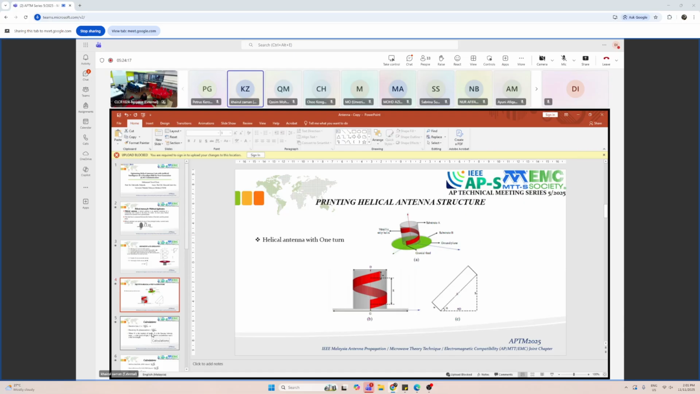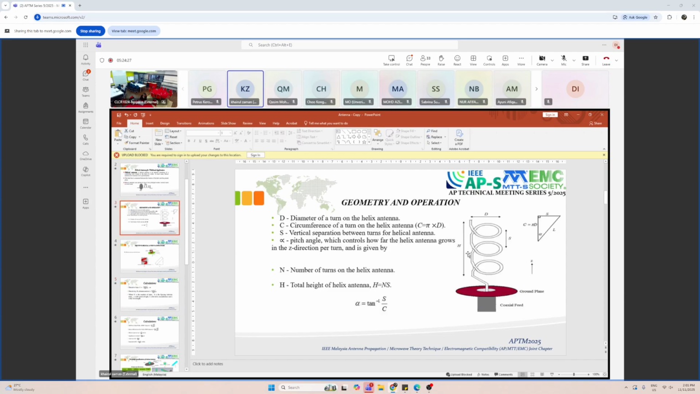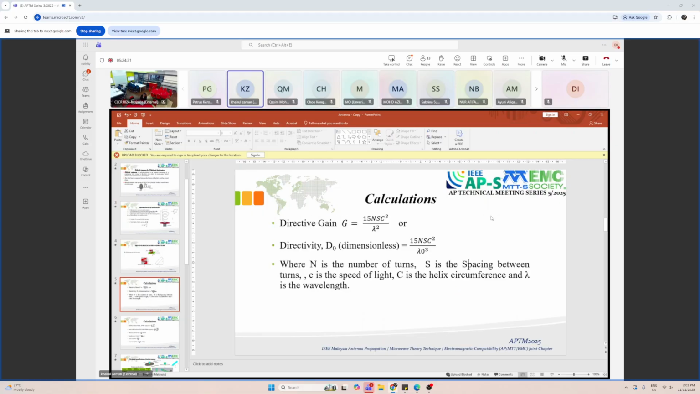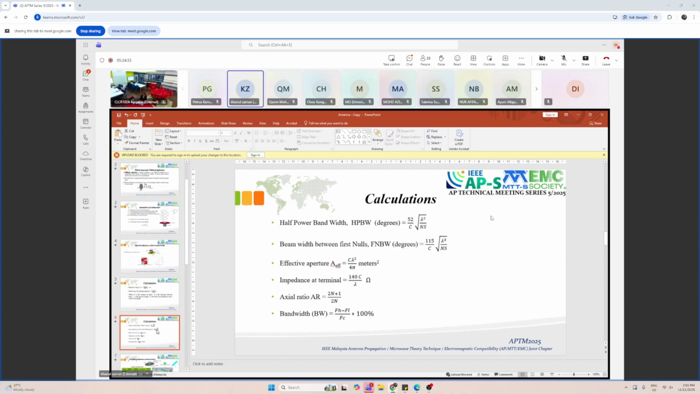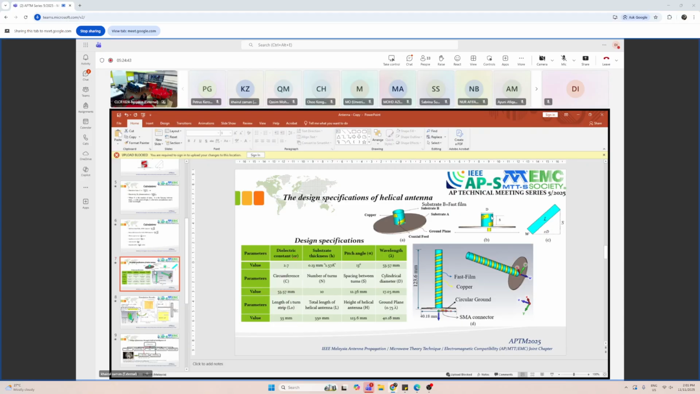We have to move to the next slide. Here is the calculation we have to use to design the antenna. N is the number of turns, as we mentioned here, 1, 2, 3, and S is the spacing between each turn. And we continue doing the calculation for the helical antenna, like the axial ratio and the bandwidth. And then the design specification.